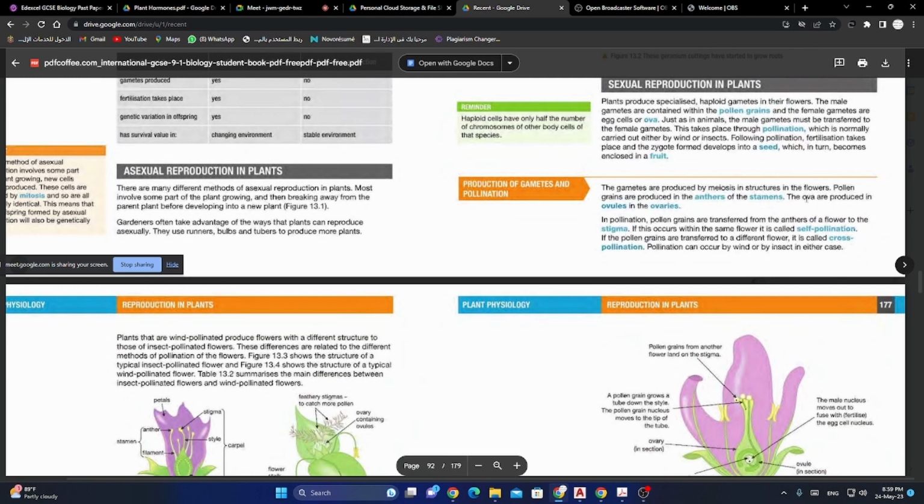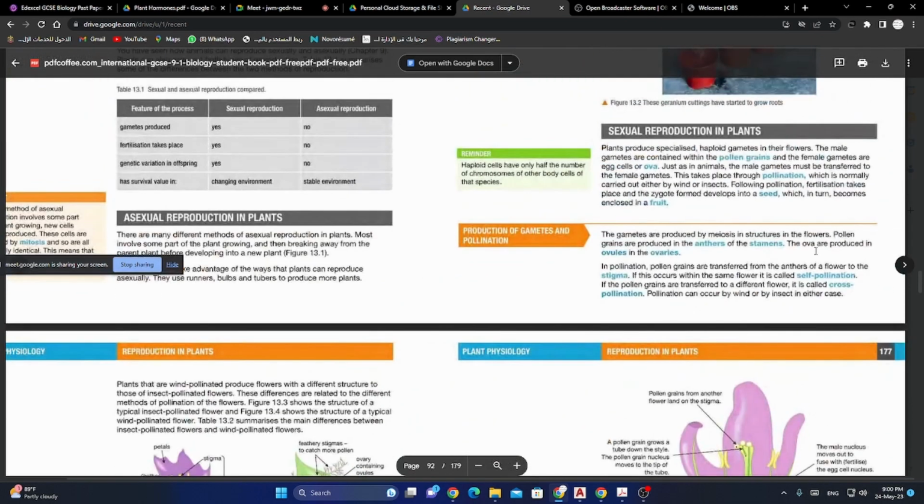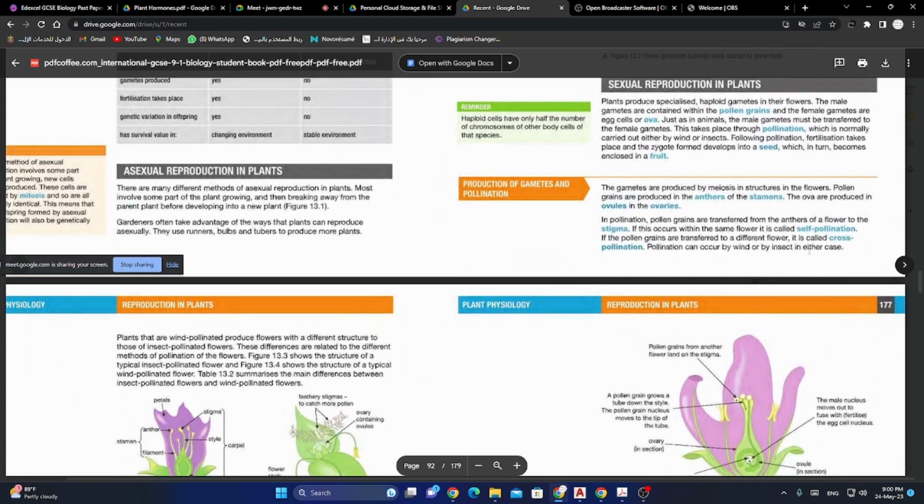Okay. And you do remember that if pollen grains are transferred from the anthers of a flower to the stigma of the same flower, it's called self-pollination, right? And if it occurs with another flower, it's called cross-pollination. A different flower in a different plant, of course, not the same plant. It does have to be the same species, yeah.